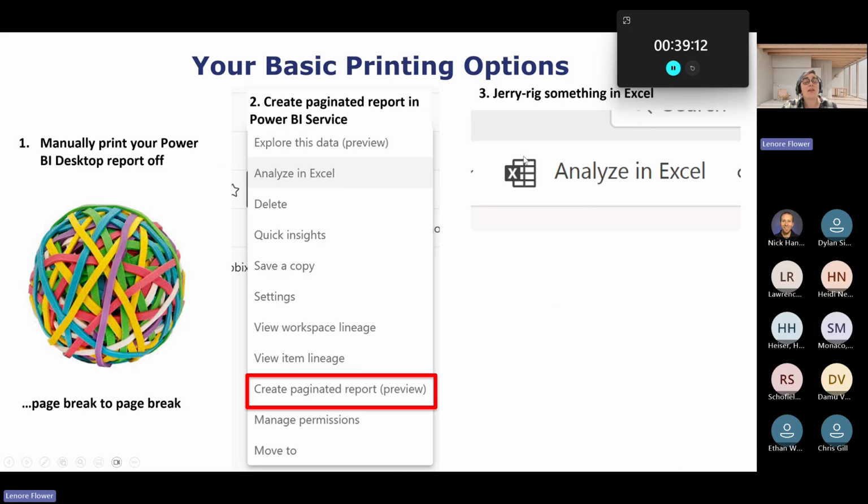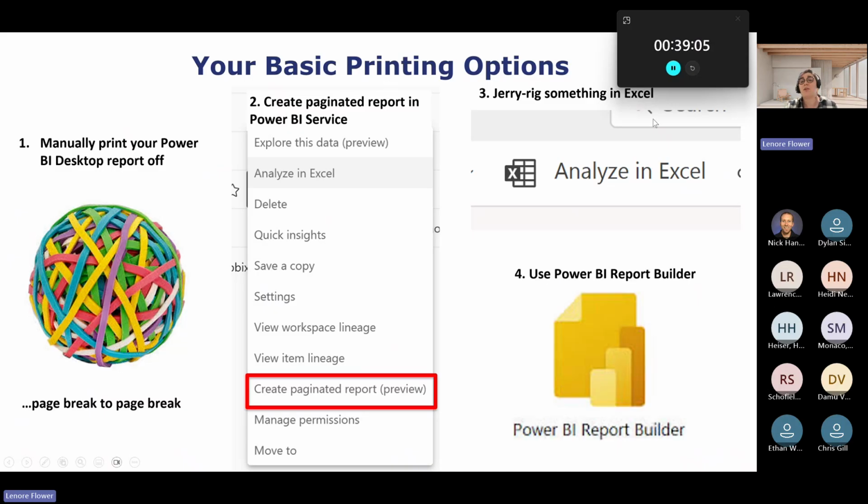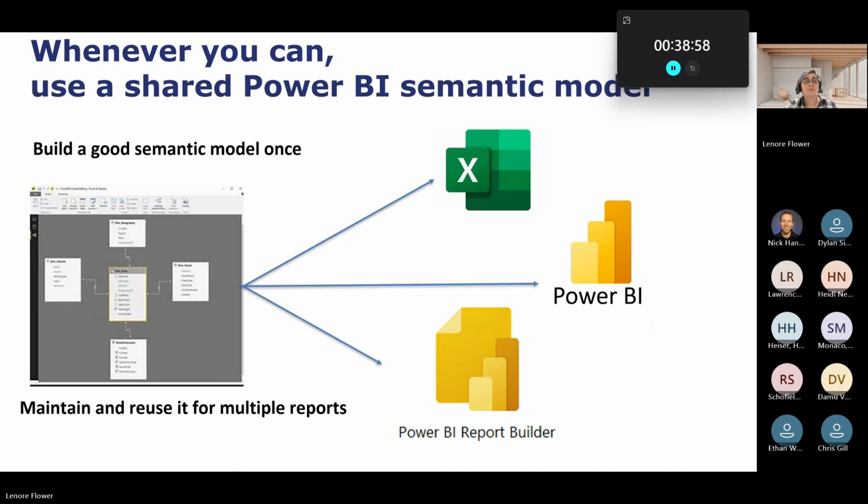Three, you can jerry-rig something in Excel. That is a real option. It is going to create some new problems for you to solve, but we'll take a quick look at that. And four, use Power BI Report Builder, the tool that is actually designed to solve this problem.